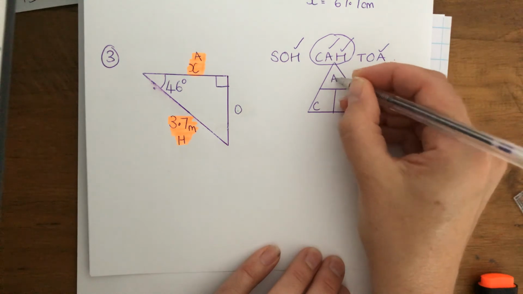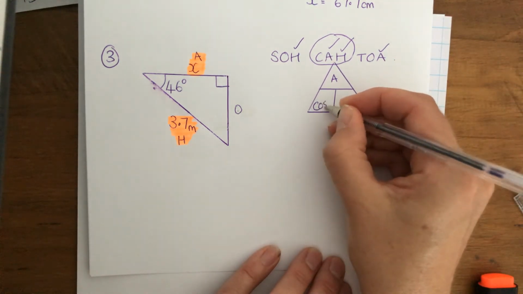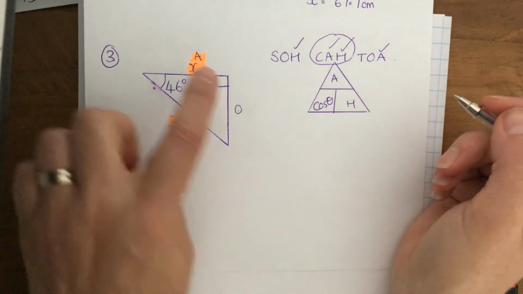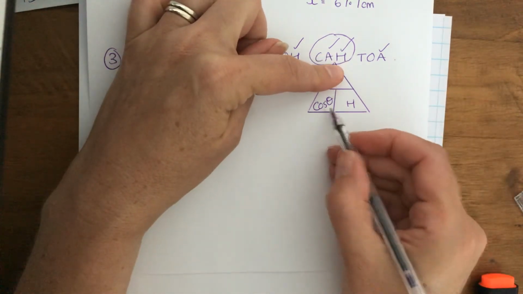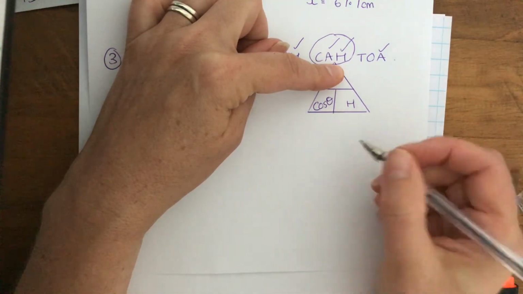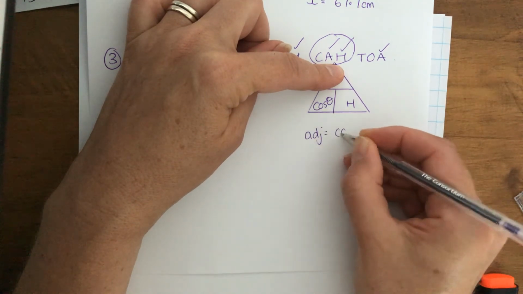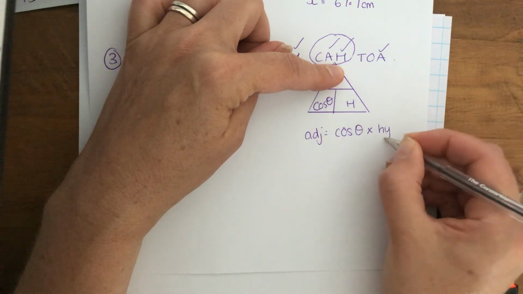C, A, H is the triangle we draw. C stands for cos of the angle. Which one do I want to find this time? I want to find the adjacent. So you cover up the adjacent, and because they're next to each other, you're doing times. So the adjacent side is cos of the angle times by the hypotenuse.